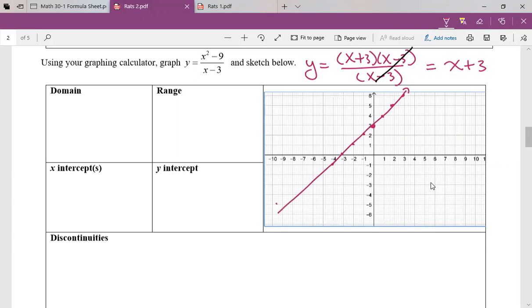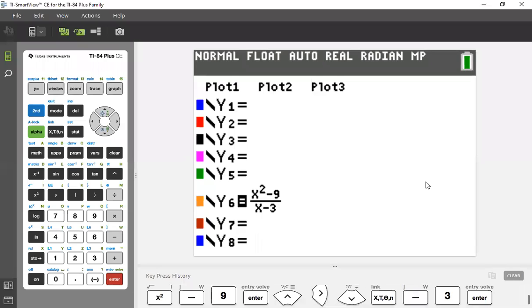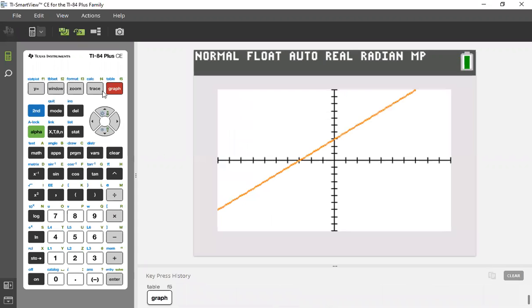Okay, excellent. So there's the graph that my calculator gave me, or so I think. What I'm going to do here is graph this thing as well in my graphing calculator, and there's a bit of a surprise in store for us. Okay, friends, I've got this graphed, (x² - 9) over (x - 3). So I graph it, and there it is. And yeah, that's that straight line that I just drew as well. Well, what's the surprise? Here's the surprise.